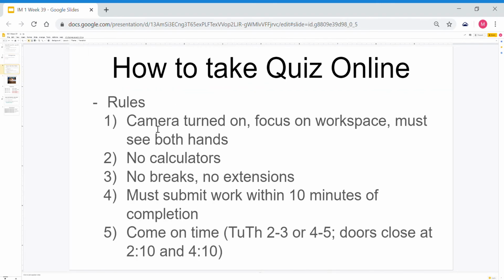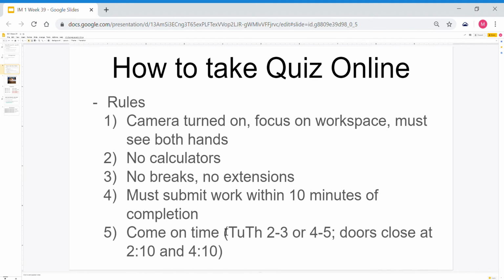How to take a quiz online. So here are the rules for taking a quiz online. 1. Your camera must be turned on. Focus on your workspace and both hands must be seen at all times. 2. No calculators allowed. 3. No breaks, no extensions. So please make sure you go to the restroom or do other things beforehand. 4. After you finish your quiz, you must submit your work within 10 minutes of completion on Google Classroom. And 5. Come on time.